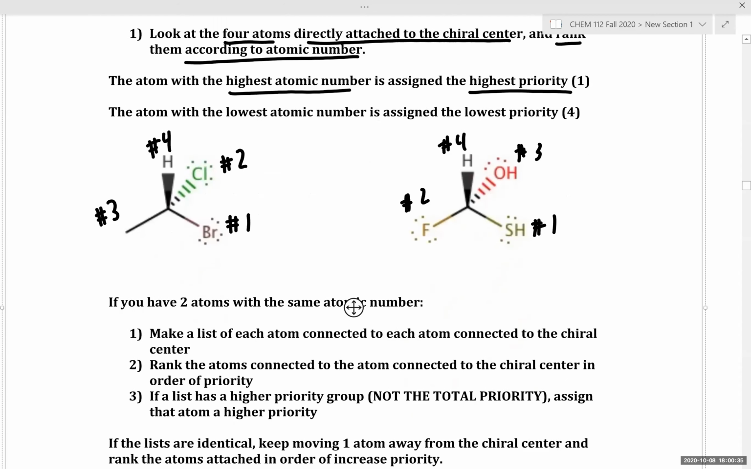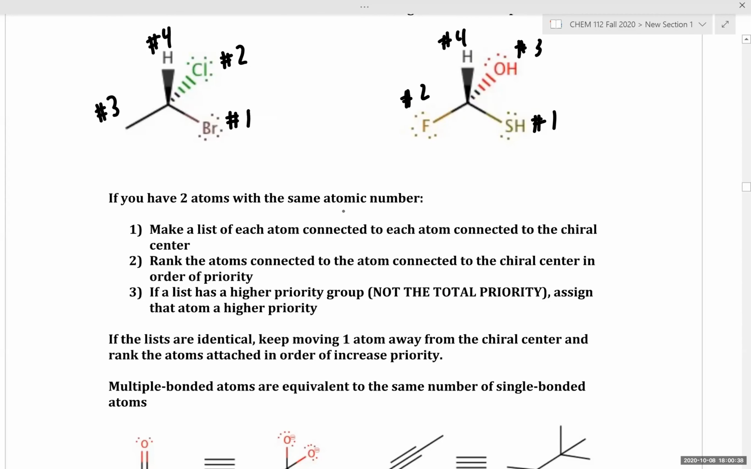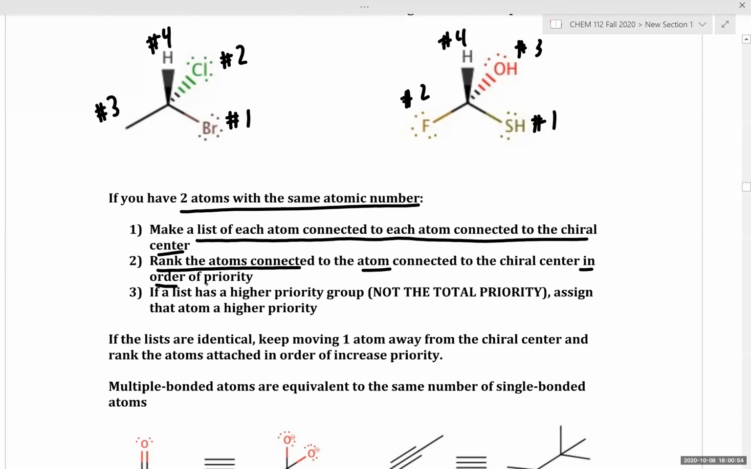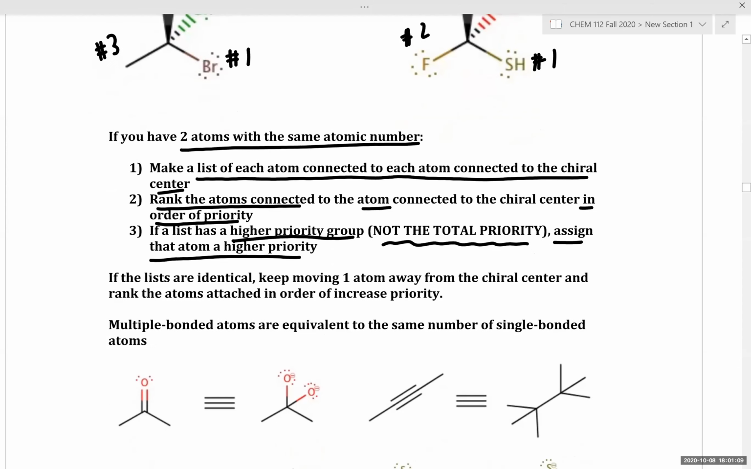Just as a side note, if 2 atoms have the same atomic number, what you're going to do is make a list of each atom connected to each atom that is connected to the chiral center, and you're going to rank the atoms connected to the atom in order of decreasing priority. If a list has a higher priority group, not the total priority, just the highest group priority, assign that atom the higher priority. Now, in some cases, if the lists are identical, you're going to have to keep moving one atom away from the chiral center and ranking the atoms attached in order of priority.